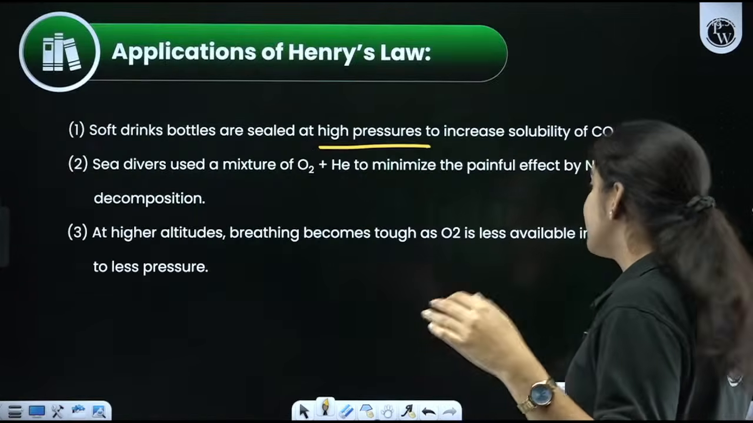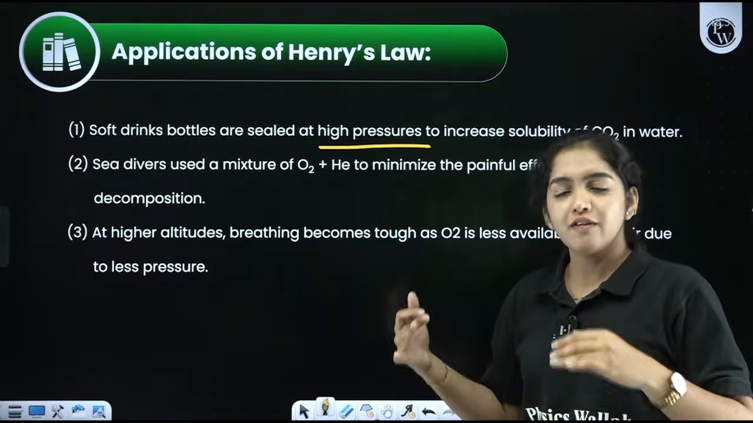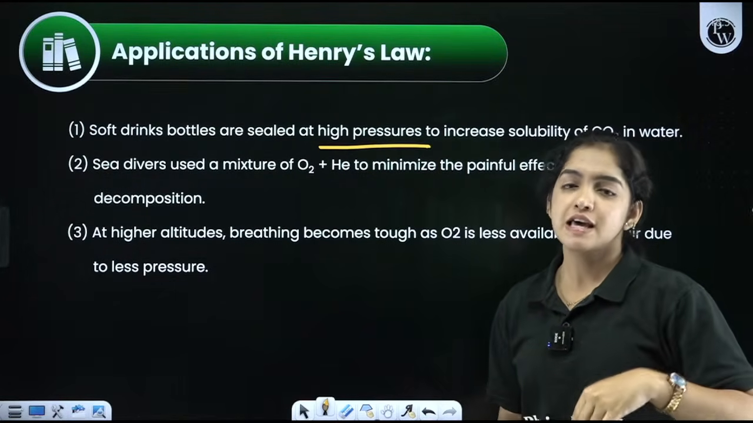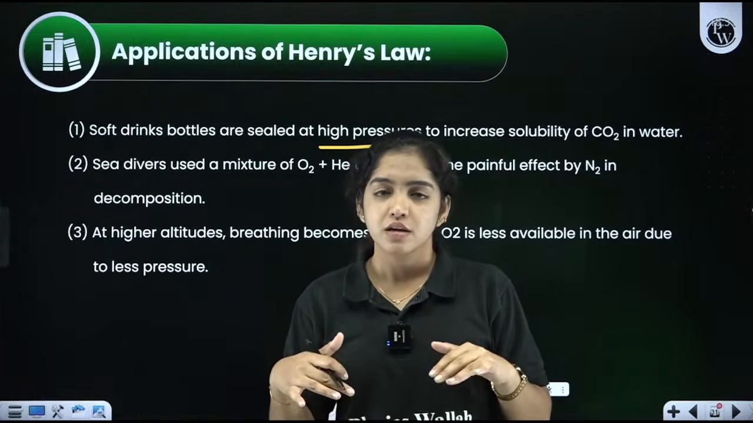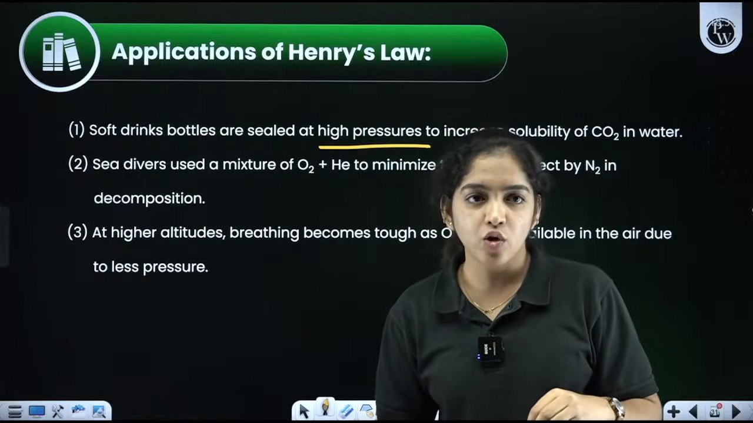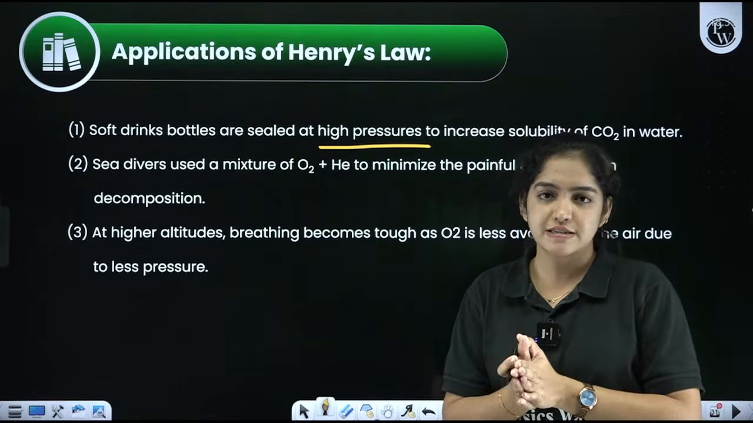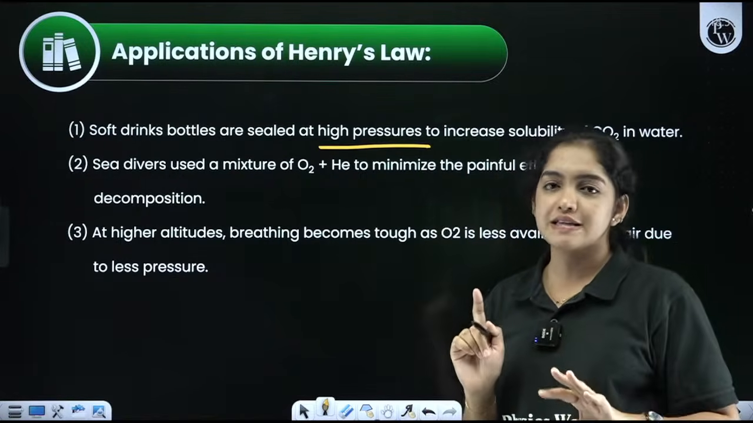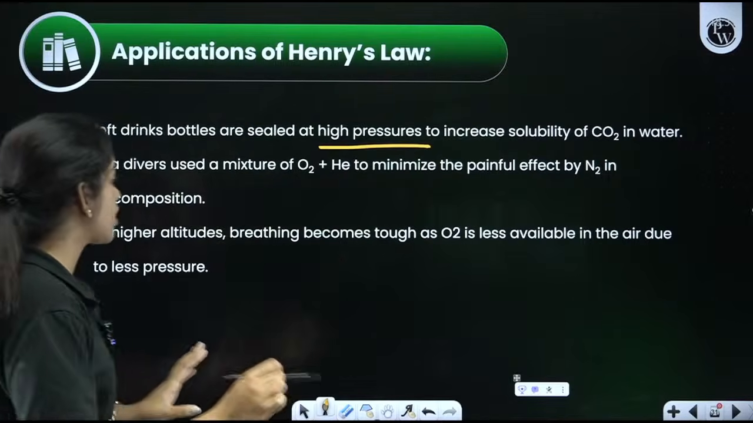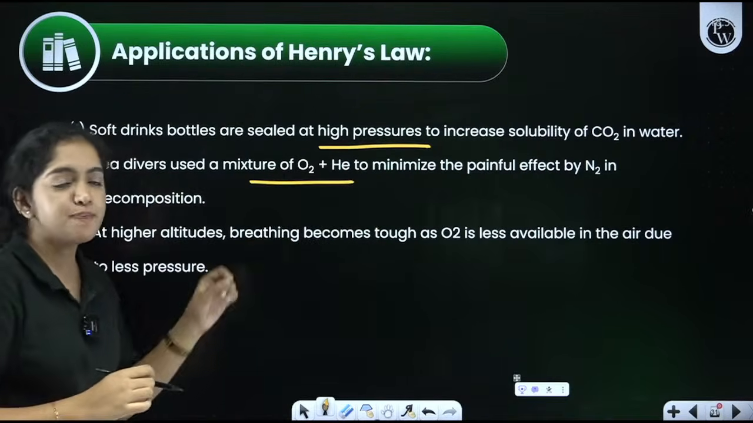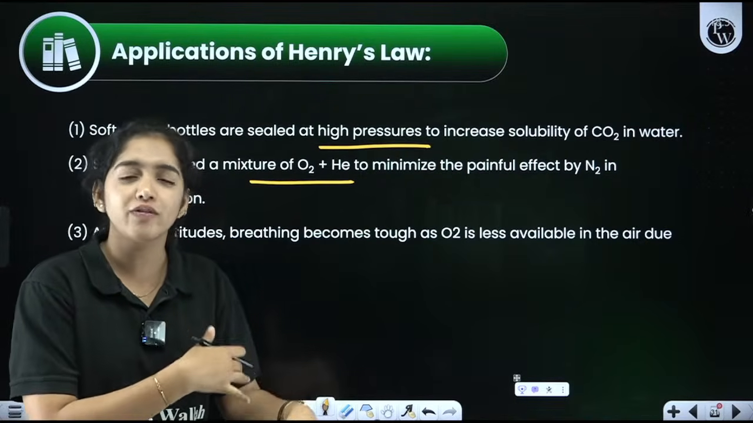When we are going down into deep waters, what will happen? The pressure increases, right? If pressure increases, what happens to the gases around us? The nitrogen, oxygen, a lot of gases are there. The solubility of gases increases when the pressure increases. So that's why we use a mixture of oxygen and helium to minimize the painful effect of nitrogen in decompression. Nitrogen starts to easily dissolve in our blood.